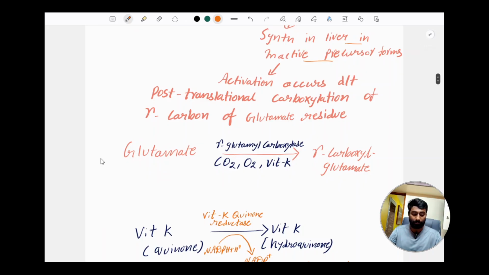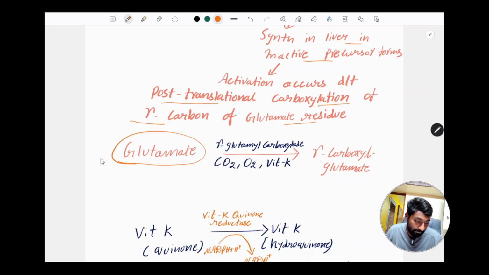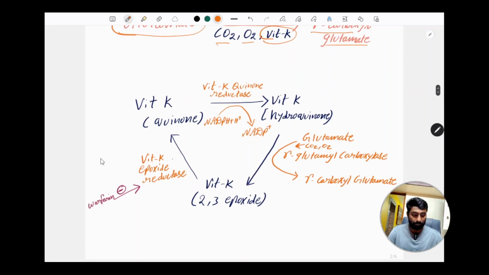How is it activating? This activation occurs due to post-translational carboxylation of the gamma carbon of glutamic residue. So, glutamate is getting converted into gamma carboxyl glutamate. This requires gamma glutamyl carboxylase as an enzyme, and CO2, O2 and vitamin K. Now, this is the active form, the reduced form.